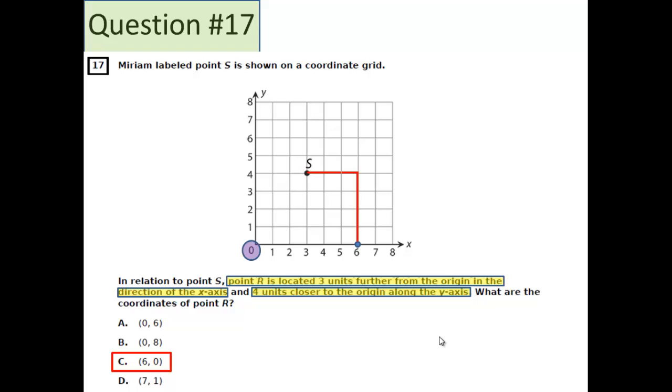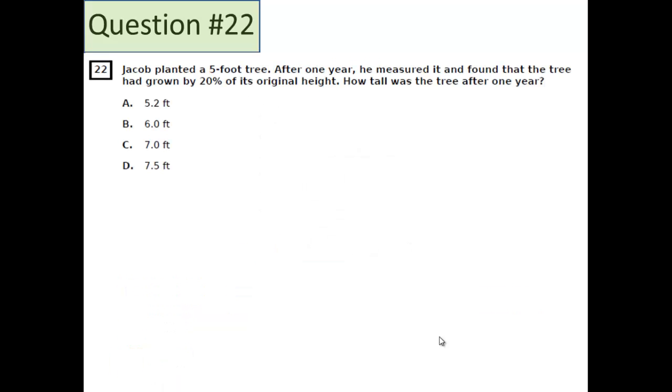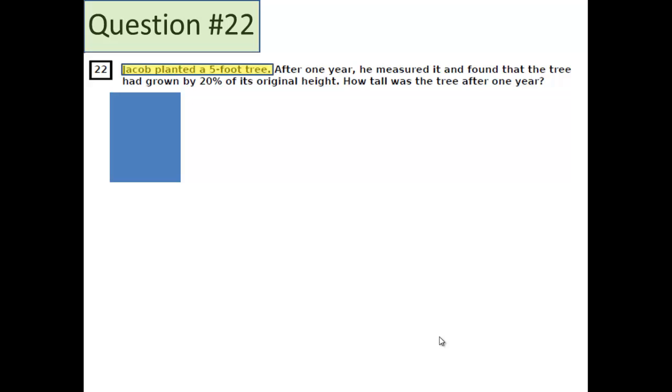All right, almost done. Number 22, 2 more questions to go. Jacob planted a 5-foot tree. After 1 year, he measured it and found that the tree had grown by 20% of its original height. How tall was the tree after 1 year? You know I'm getting rid of the answer choices. You know I'm circling that key information. He's got a 5-foot tree, and it grows by 20% of its original height. And we want to know, in 1 year, it grew 20%. So how tall is it after 1 year?